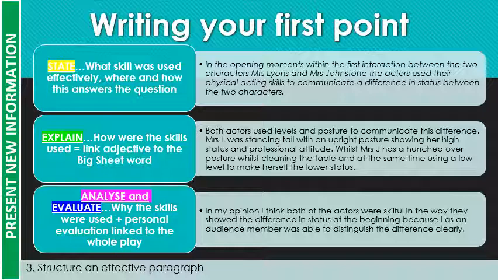Explain how the skills were used, linked to the adjective, to the big sheet word. So this is where I explain in more detail exactly what they did to show the status. So both actors used levels and posture to communicate this difference. Mr. L was standing tall with an upright posture showing a high status and professional attitude, while Miss J has a hunched over posture whilst cleaning the table and at the same time using a low level to make herself the lower status.